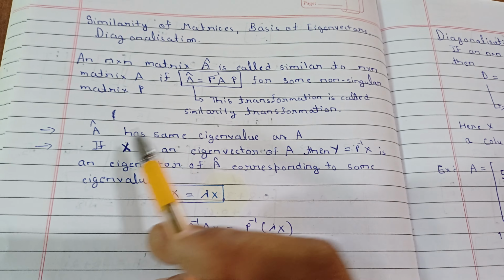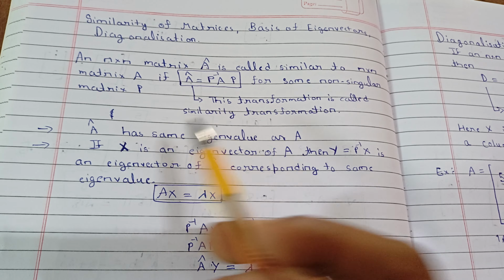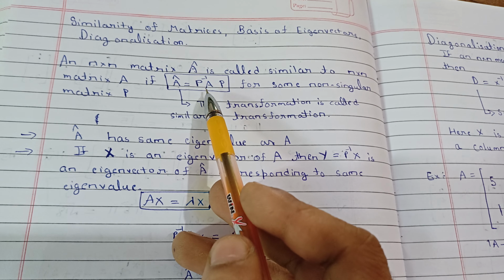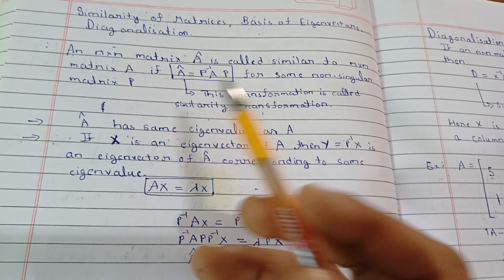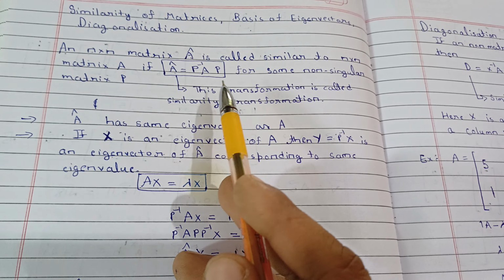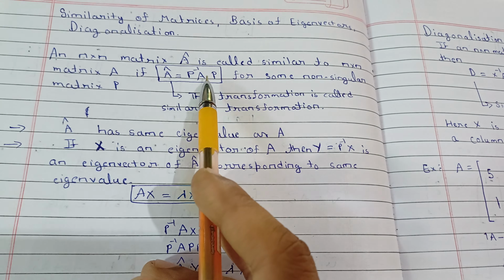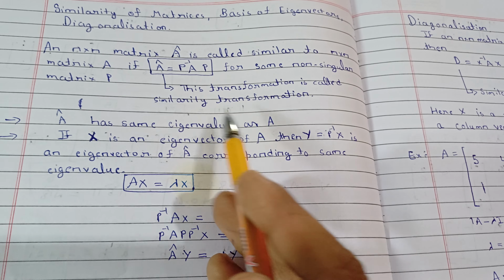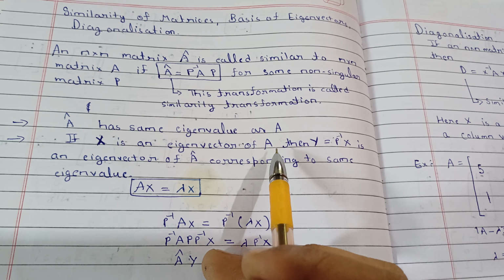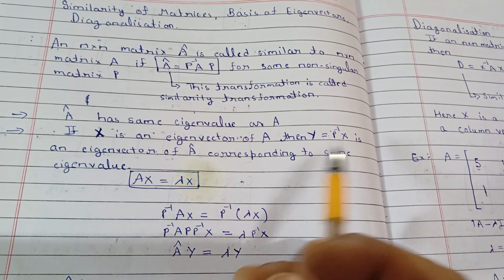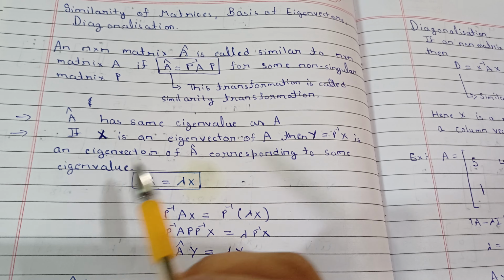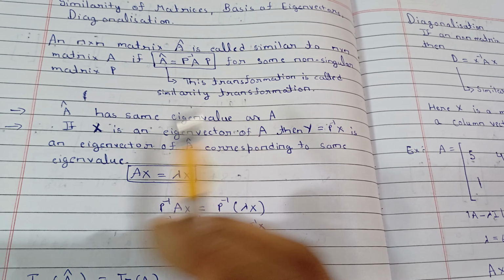Now if we talk about the eigenvalues of A, then A cap will have the same eigenvalues as A after the transformation. If x is an eigenvector of A, then P inverse x will give us the eigenvector of A cap corresponding to the same eigenvalue. Now we need to prove this statement.